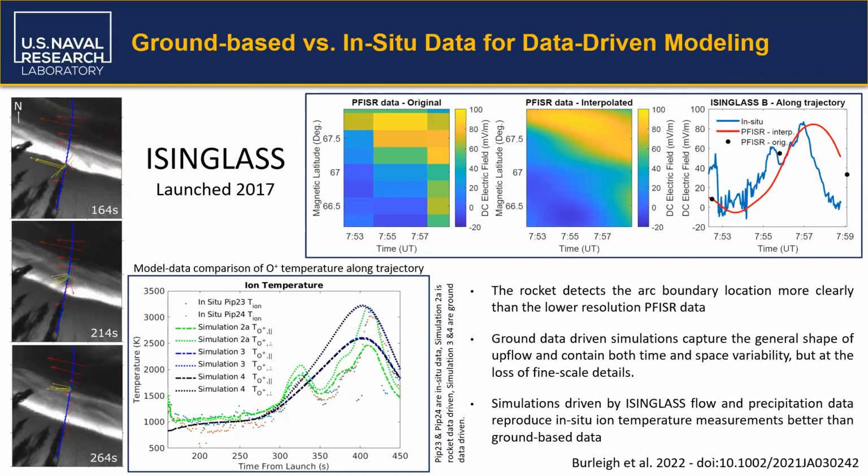So overall, simulations driven by EISCAT's flow and precipitation data, so the in situ measurements, are able to reproduce the in situ ion temperature measurements better than the ground-based data. But the ground-based data contains the spatiotemporal variations, which you do not get with the point measurement moving of the rocket itself. So it becomes a trade-off in what you are trying to investigate.